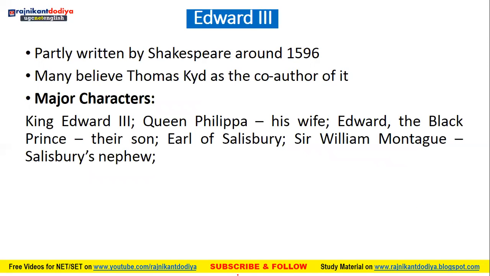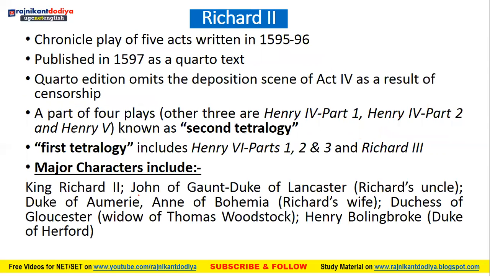And when we see the major characters, King Edward III is there, Queen Philippa, his wife, then Edward, the Black Prince. He is known as Black Prince Edward, and he is the son of Edward and Philippa. Then Earl of Salisbury, and Sir William Montague, Salisbury's nephew. These are the major ones. Friends, I have not noted more characters here because so many characters are there in Shakespearean plays. I tried to note down only the major ones, which may be asked in the exam. But the facts are important. Apart from characters, the facts written above are important, friends.